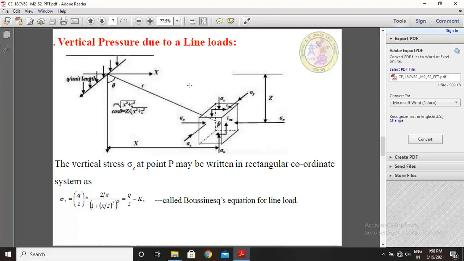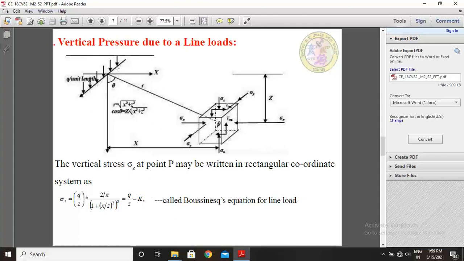Let a load uniformly distributed along a line of intensity q per unit length of a straight line of infinite extension act on the surface of a semi-infinite elastic medium. Such a loading produces a state of plane strain, that is, the strains and stresses in all planes normal to the line of the loading are identical, and it is adequate to consider the conditions in one such plane as shown in the figure below.